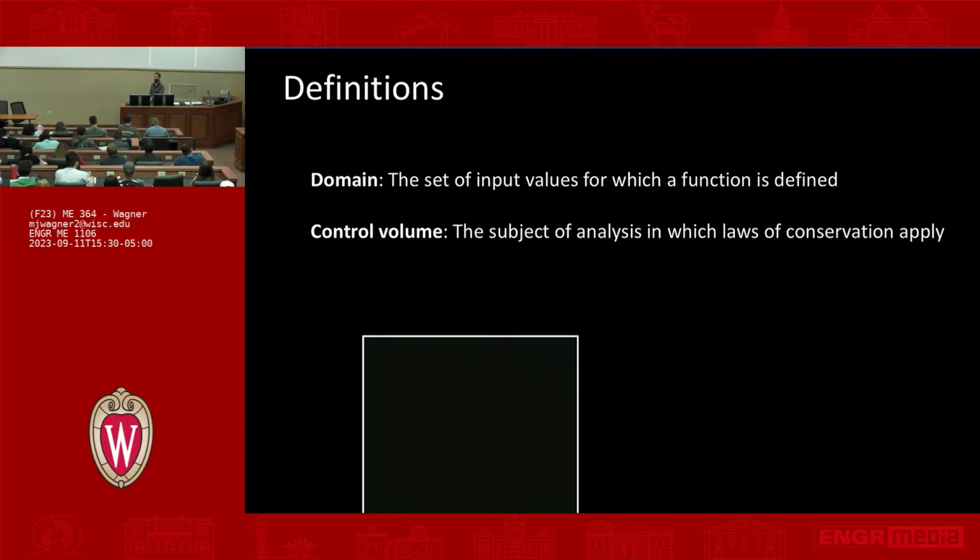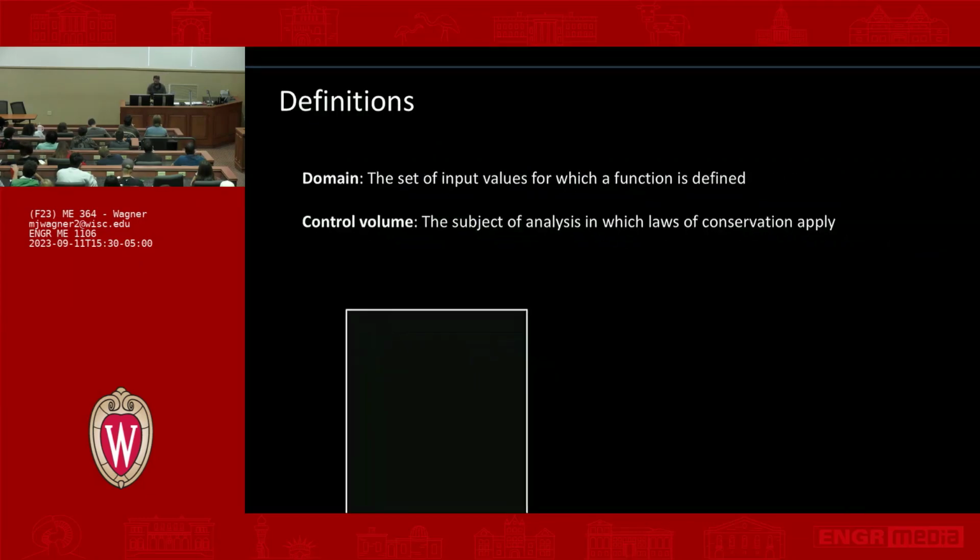To get to the function, we need to do a control volume analysis. So we're going to define a control volume. The control volume is what we call the subject of our analysis. We're doing the energy balance in this. Subject of our analysis in which the laws of conservation. Okay. So Mike keeps cutting out. Sorry about that. Okay, so the laws of conservation.